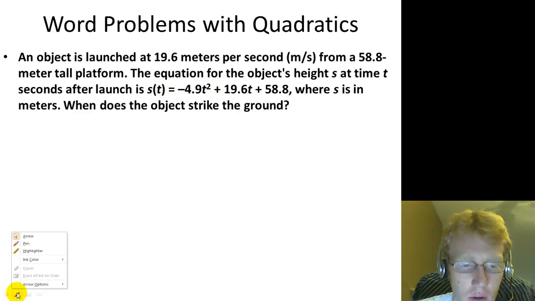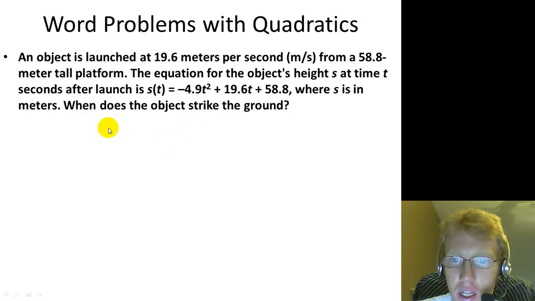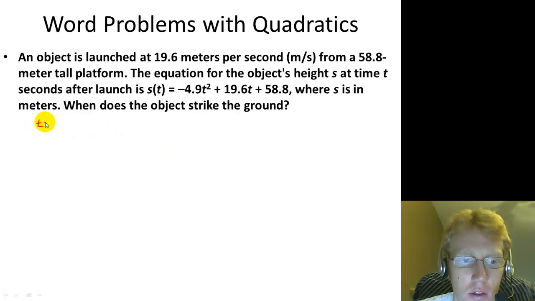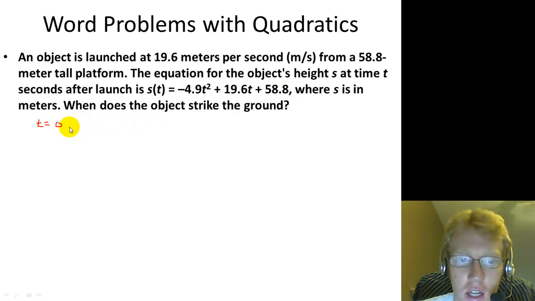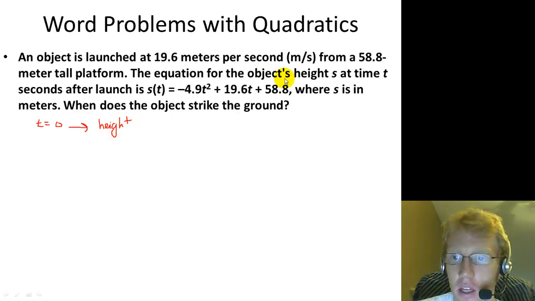So you can see right away that if you plug in t equals 0, this term is gone, this term is gone, because t is 0 and t is 0. So 58.8 is the height, and that's what it tells you in the problem. The object's starting height is where it's launched from, which is what you get when you plug in t equals 0. So that should make good sense.